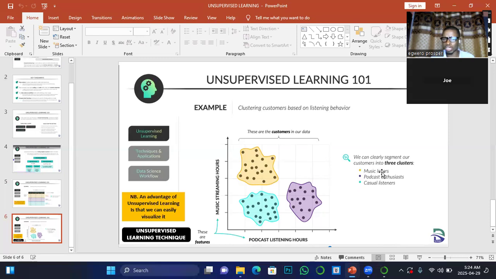With this color, these are the music lovers. You can see them in one cluster, in one group, in one segment. Then you can see podcast enthusiasts in another. So how do I know which one of these is represented? Using the legend, the color. So these are them, and then these casual ones are the people here. And there's a graph of music streaming hours against podcast listening hours.